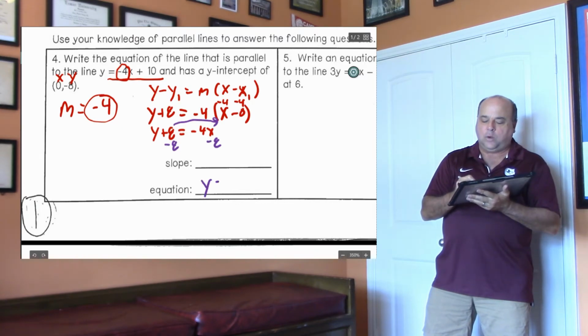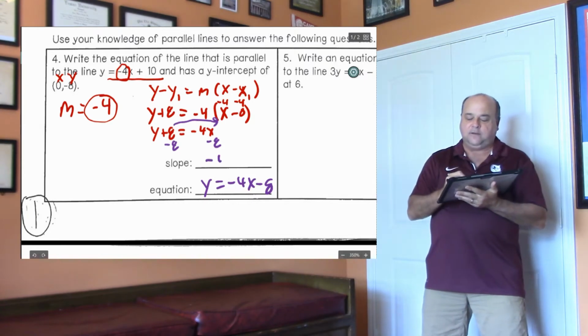And we will end up with y equals negative 4x minus 8. And the slope is going to be negative 4.